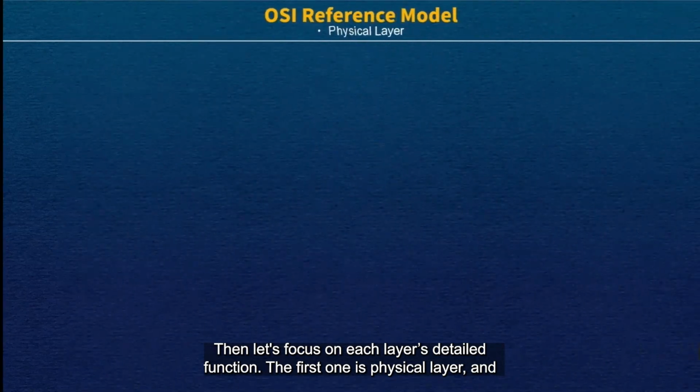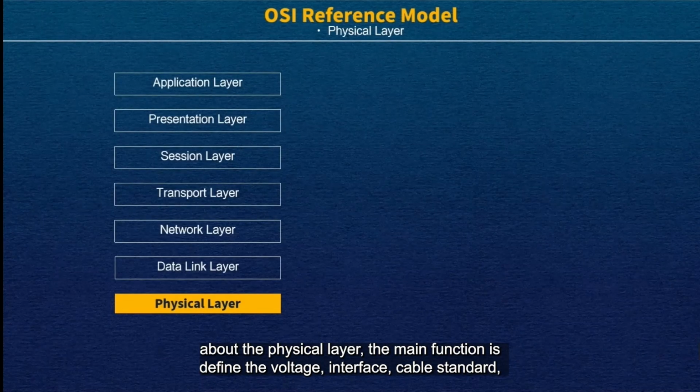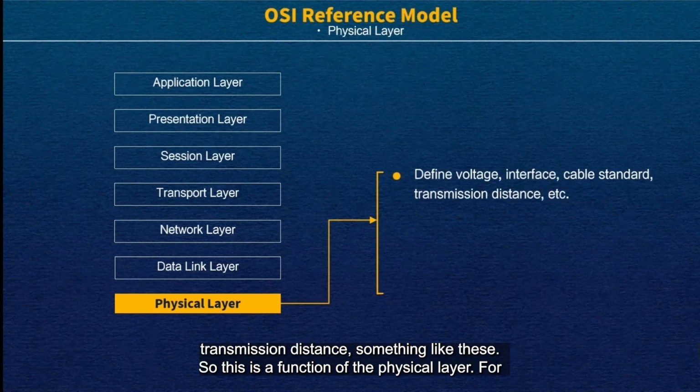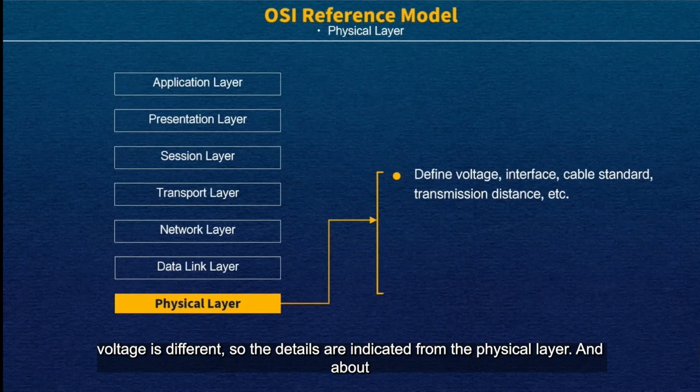Then let's focus on the detailed function of each layer. The first one is the physical layer. About the physical layer, the main function is to define the voltage, interface, cable standards, transmission distance, something like this. So this is a function of the physical layer. For example, in a different scenario, if we use a different interface or different link, the voltage is different. So what's the detail? It's indicated from the physical layer.